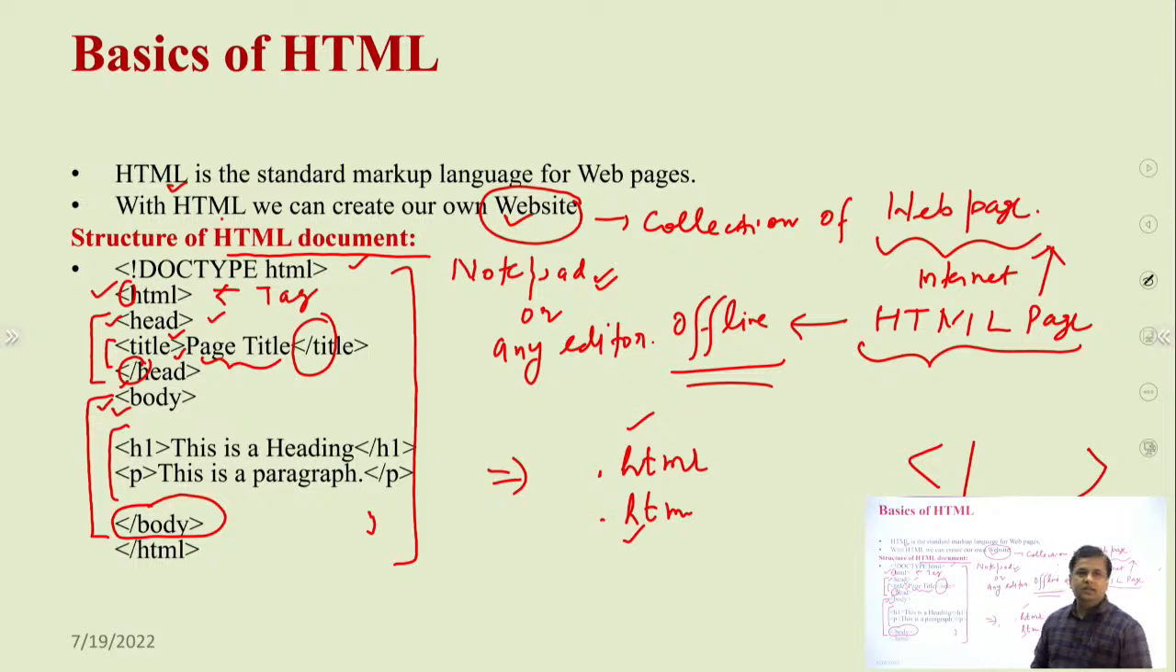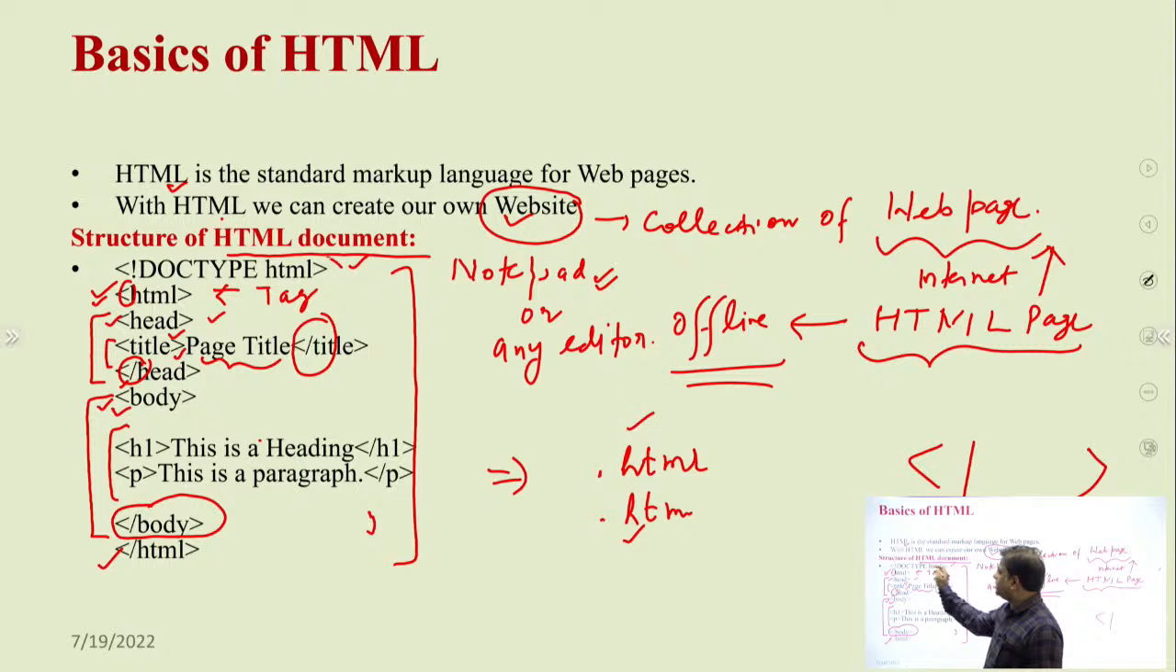Again, what we see here is the closing of the body tag, and this is the HTML opening, and at last HTML should be closed. So the structure is: first open the HTML, then within the head write the title, head close, body open, contents, body close, HTML close. Basically this is the structure of the HTML document, right.